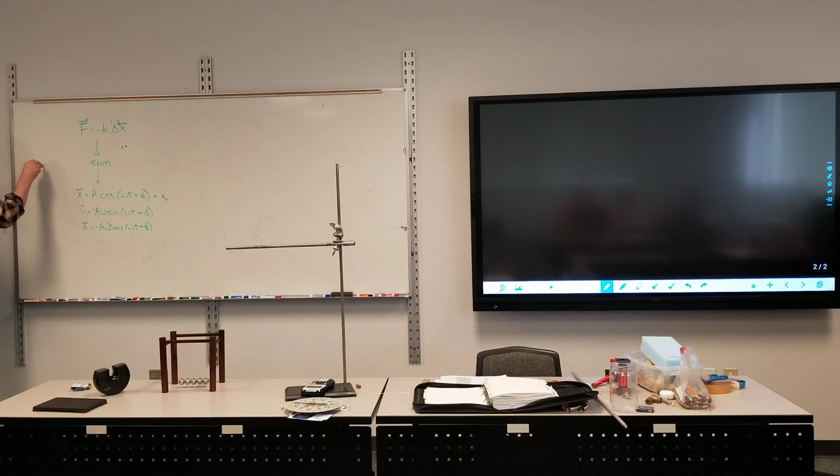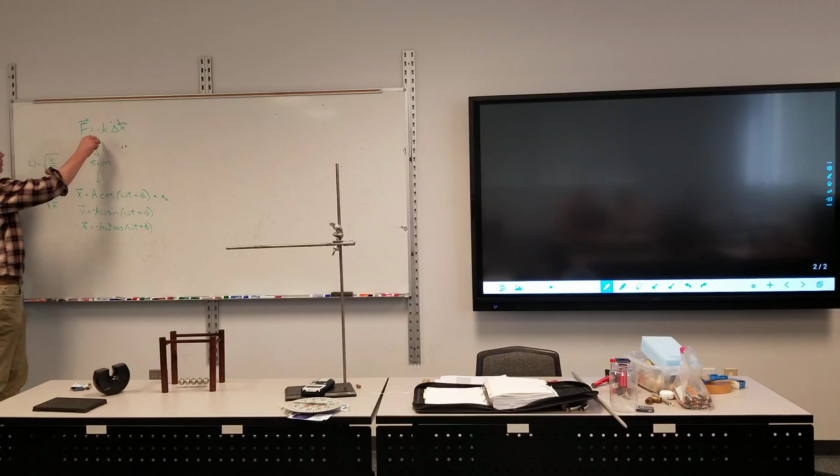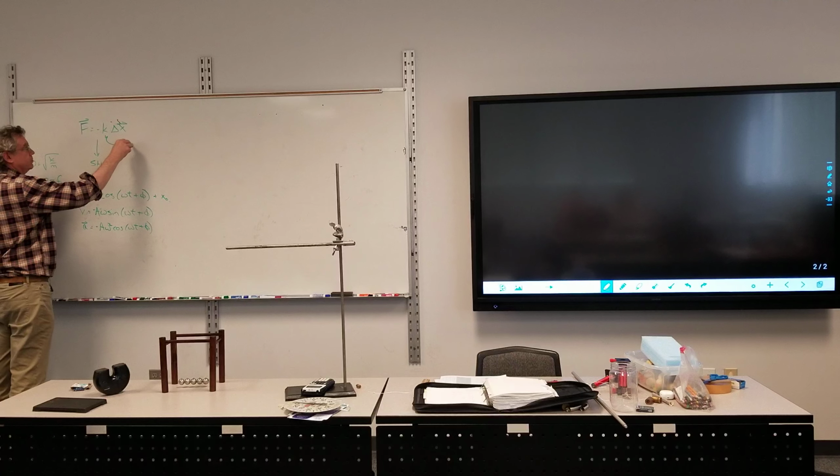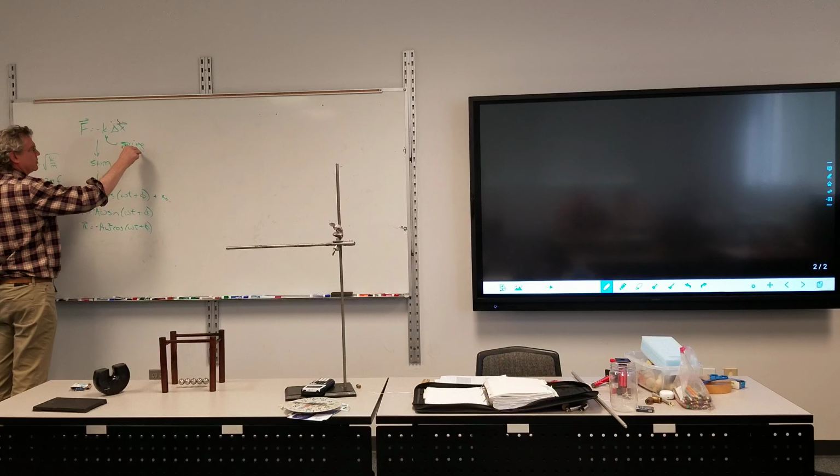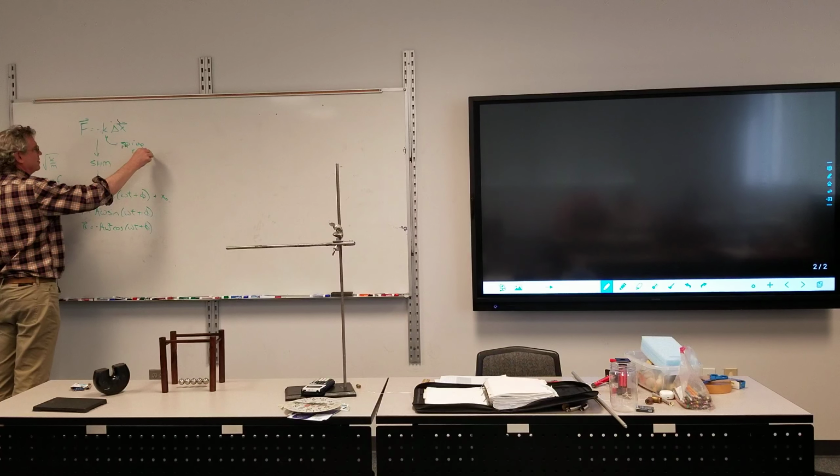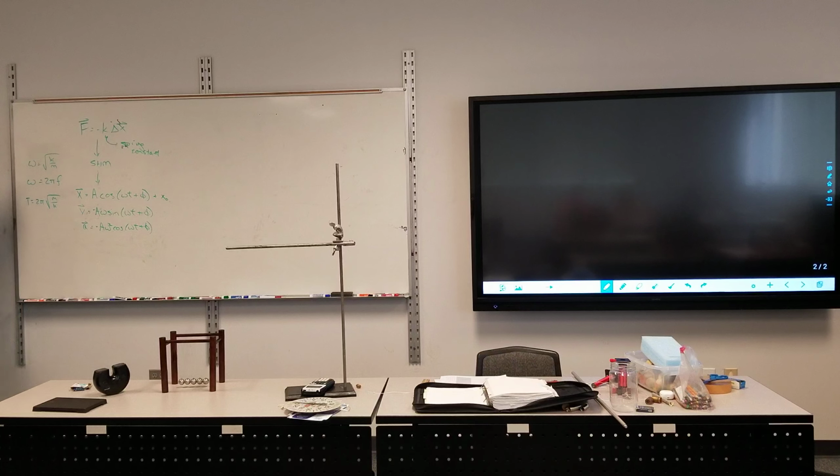Where omega is the square root of k over m, which also equals 2 pi times what we generally call the frequency. And the period is 2 pi square root of m over k, where k here is the spring constant or stiffness constant, constant of elasticity, something along those lines.